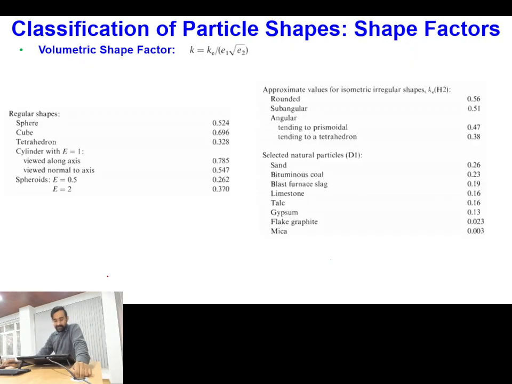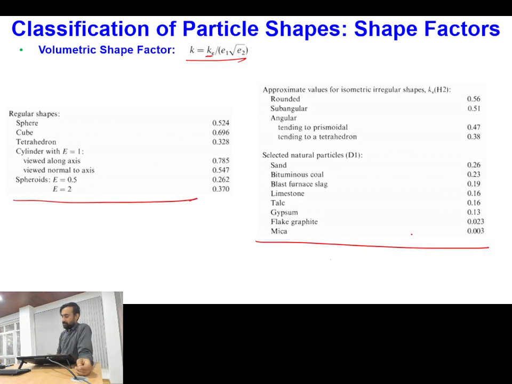So in this case, if you use this method, what are the values of Ke for different shapes? That is given over here. This is for regular shapes: sphere, cube, tetrahedron, cylinder. And if you have isometric irregular shapes, say rounded, subangular, or angular shape, what are the different values of K? Even depending upon the materials, for example a sand particle, bituminous coal particle, or gypsum particle, what are the different values of Ke? These are available to us from this particular table.